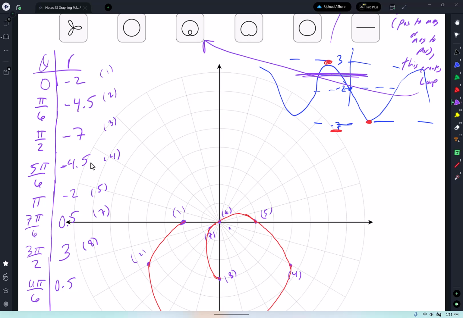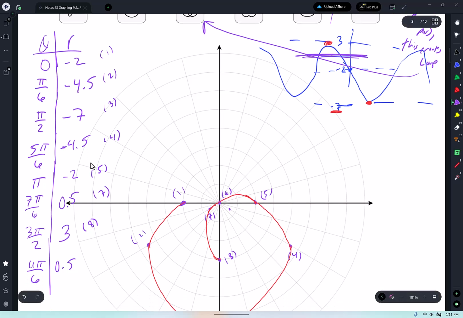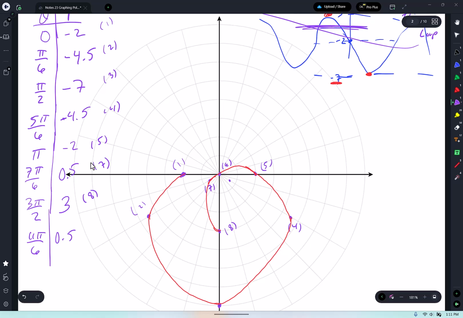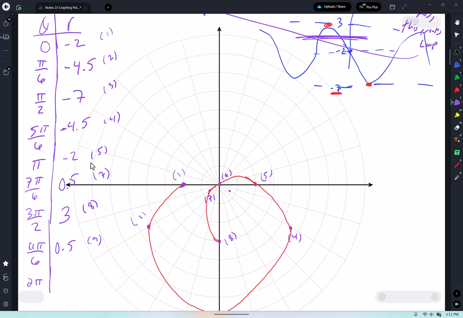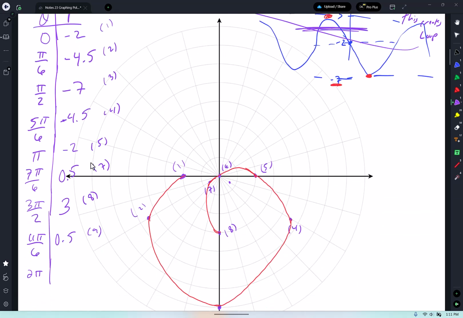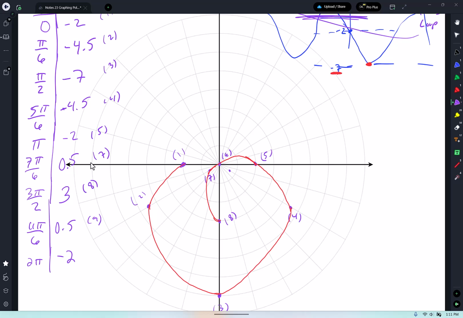Point right there. And then as I'm getting smaller, look, I'm going to put 2 more points. I'm going to say the 9th. I'm going to say 2 pi. And then at 2 pi, it's going to be negative 2. Okay. Somewhere between the 11 pi over 6 and 2 pi, look how I went from 0.5 to negative 2. Do you guys see that? So somewhere between here and here, I had to have crossed the origin again.